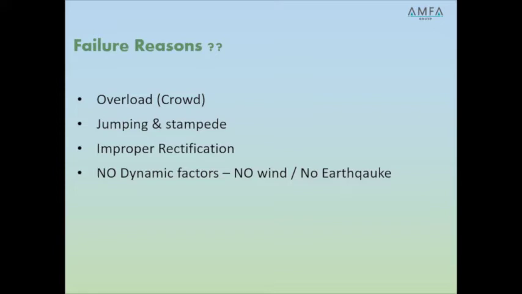What are the failure reasons? It could be overload, a stampede, people behaving in a zigzag way, and very importantly, improper rectification work during renovation. That could be a major reason. Two mistakes definitely would have happened. One is that proper rectification would not have happened, and also there should have been an assessment of how many persons can be loaded, what the maximum permitted load could be. That assessment didn't happen, as per the latest information.